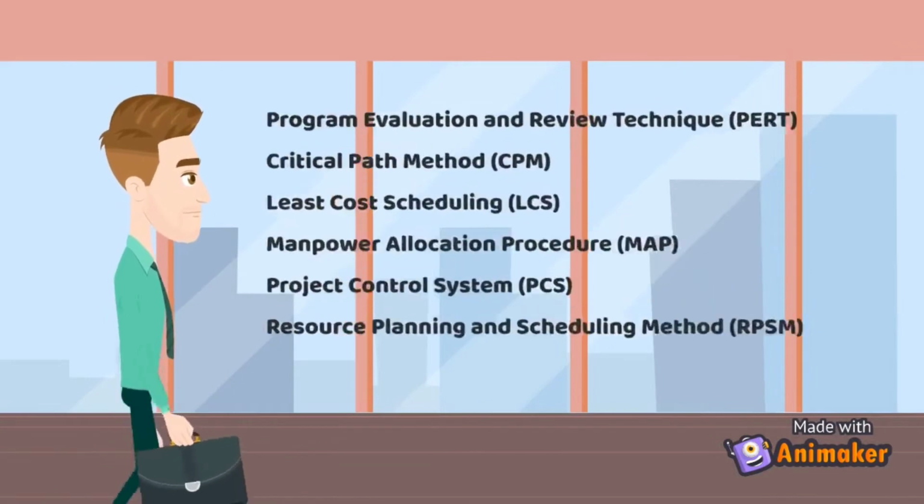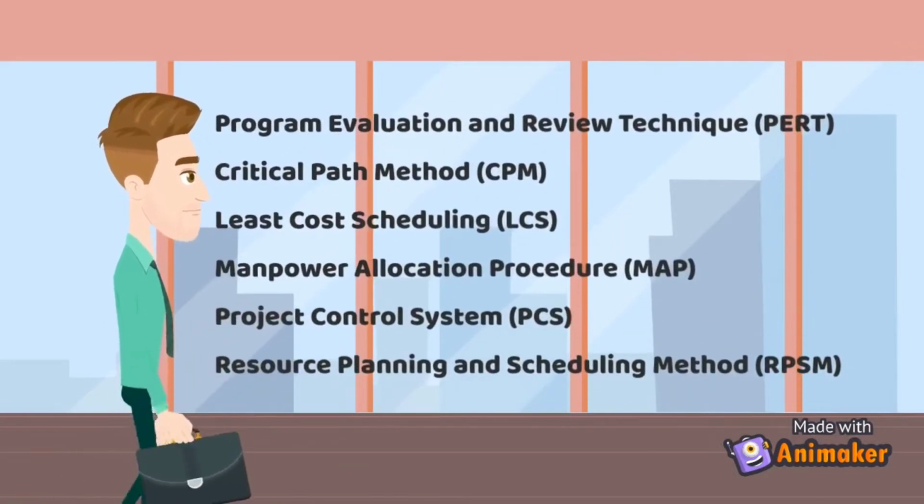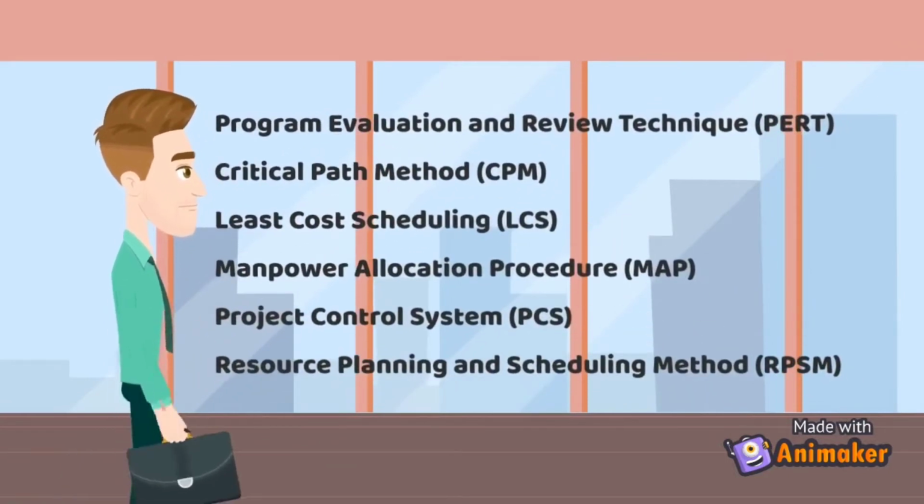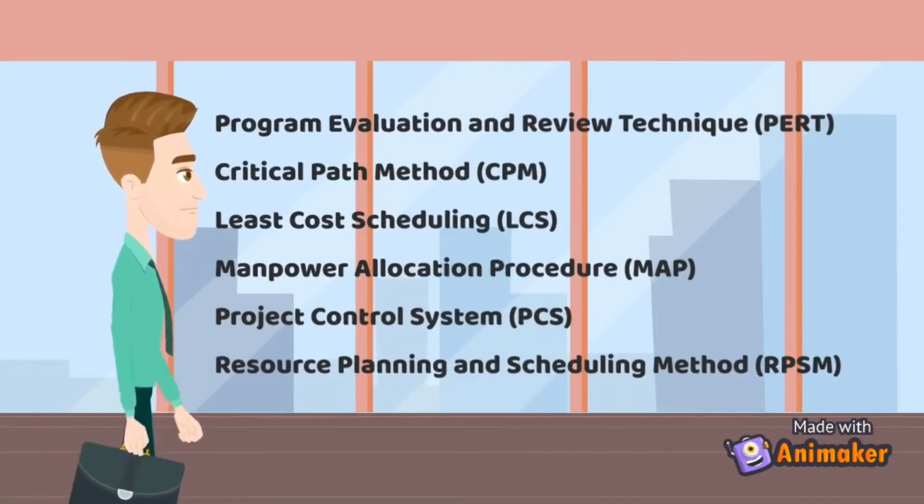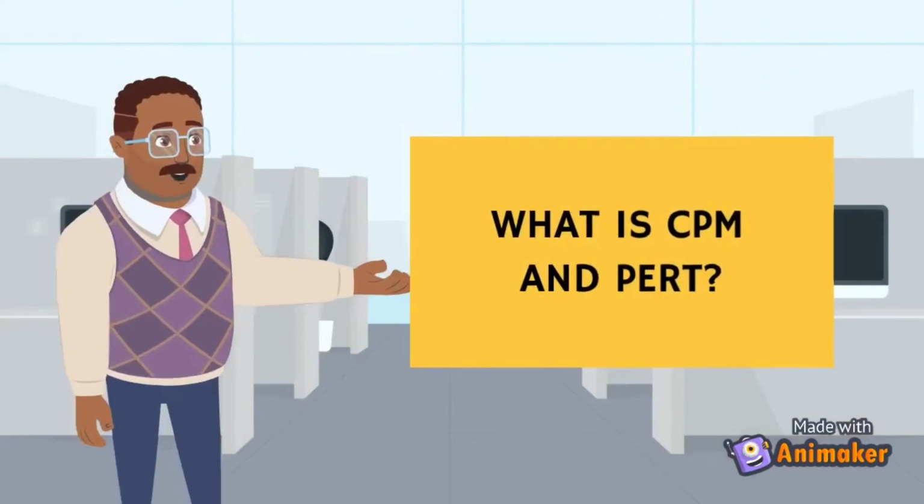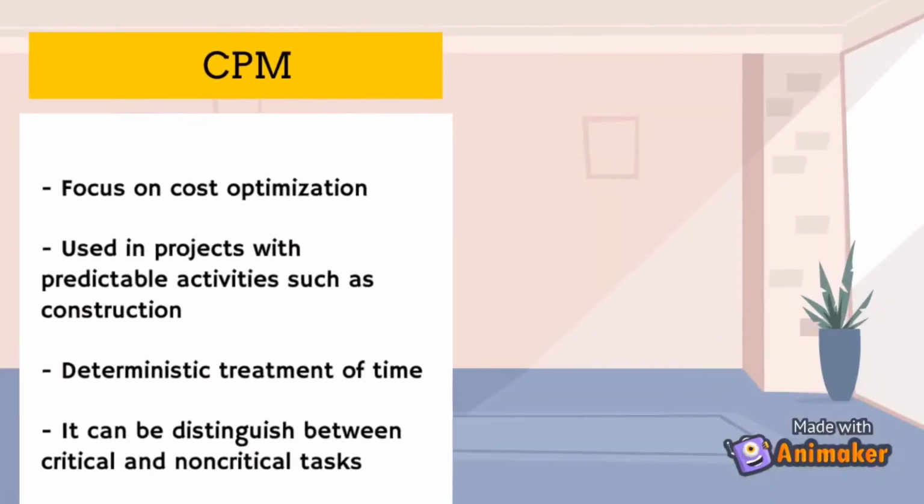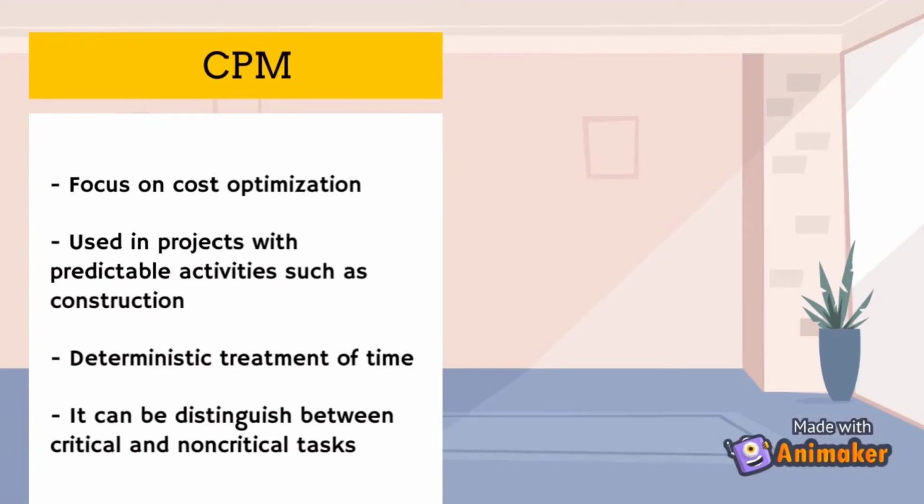Alright then, let's talk about network analysis techniques. There are different network techniques used in network analysis, but today let us focus on these two common techniques used by organizations, CPM and PERT. Critical Path Method, or CPM, focuses on cost optimization. It can be used in projects with predictable activities such as construction, has deterministic treatment of time, and it can distinguish between critical and non-critical tasks.